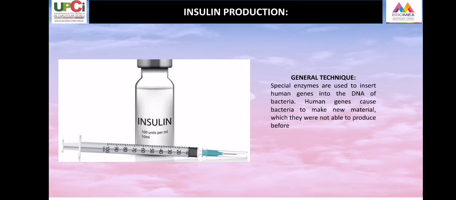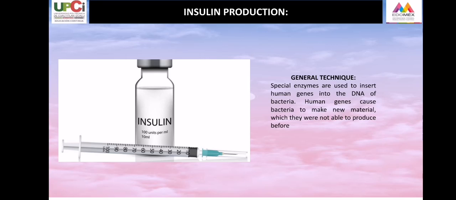My name is Carla. I'm going to talk about insulin production. The general technique: special enzymes are used to insert a human gene into the DNA of bacteria. Human genes make new material which the bacteria were not able to produce before. Under the right conditions, microbes multiply rapidly so that a large amount of the new substance can be generated in a short period of time.